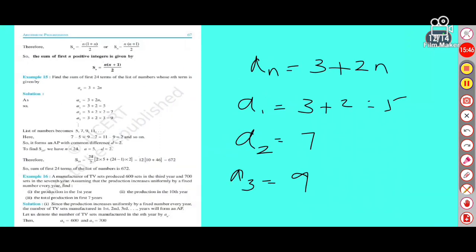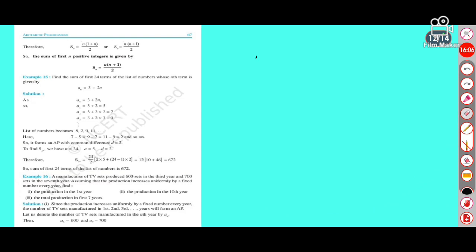Yes. Then we will move to example 16. A manufacturer of TV sets produced 600 sets in the third year and 700 sets in the seventh year. Assuming that production increases uniformly by a fixed number every year, find the production of the first year. Okay, it has been increased uniformly, so the third year is 600, the seventh year is 700, right? It is increasing uniformly is what they have given.